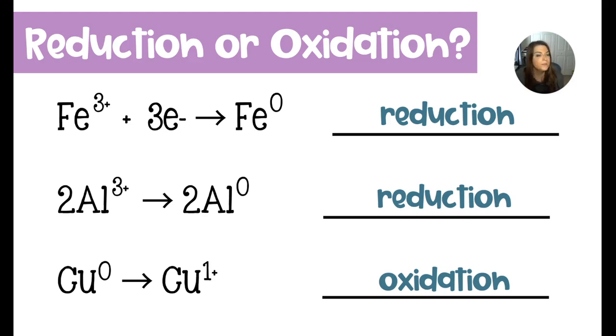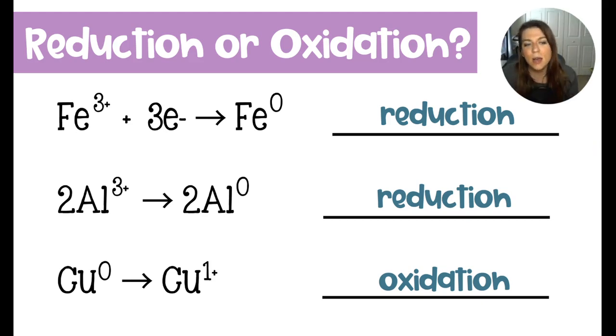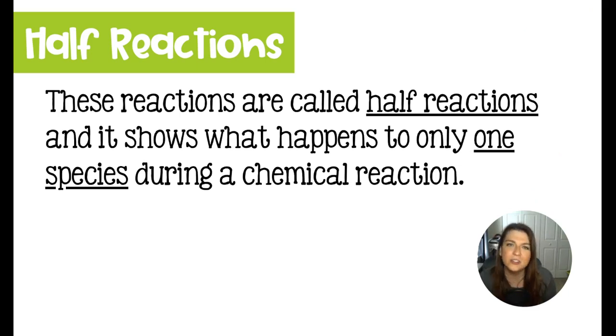Then we have a copper atom becoming a copper plus 1 ion. In order to do that, it had to ditch an electron. Remember, electrons are negative, so if the charge is positive, that means we have fewer electrons. For that reason, we are losing electrons, making this an oxidation. So those little reactions are called half reactions, and they are going to show what happens to just one species or one substance during a chemical reaction. So in this case, those were half reactions.